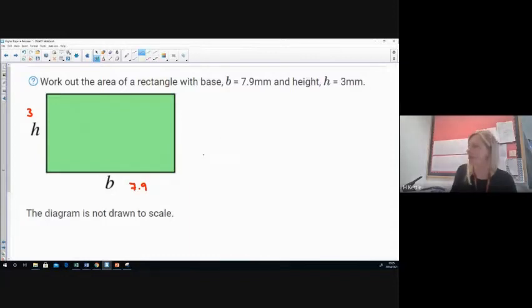And don't forget, this is a calculator paper. So we can use our calculator, and we've got 23.7, and this is going to be millimeters squared. It's an area, so millimeters squared.